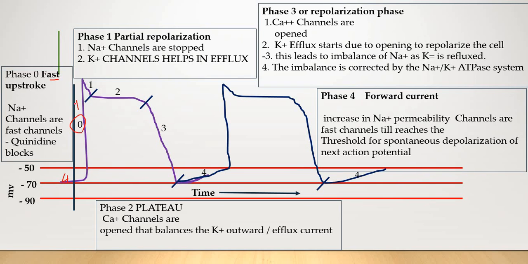Why is it called upstroke? It's going in this direction, from this minus 70 millivolt resting membrane. This is RMP, resting membrane potential, and it is now reaching this threshold. This is the threshold, and on reaching the threshold, it is fired.